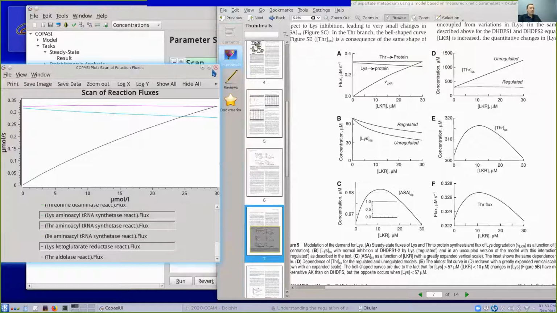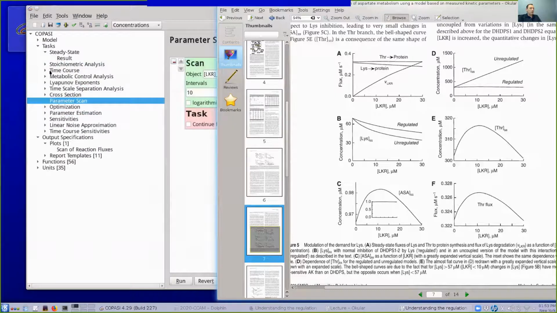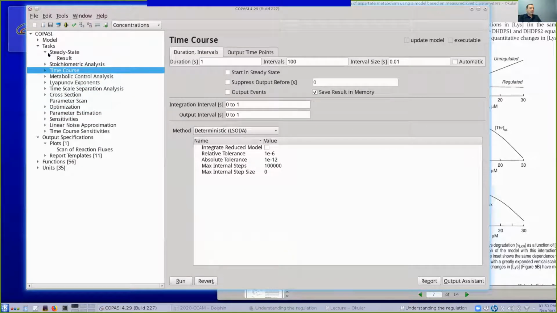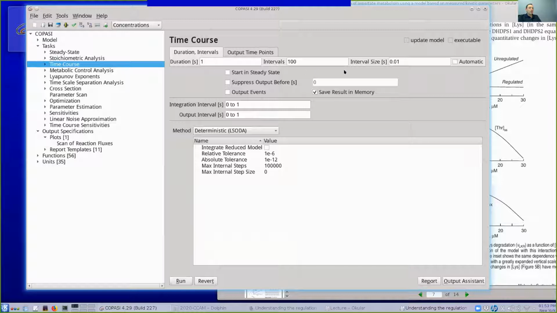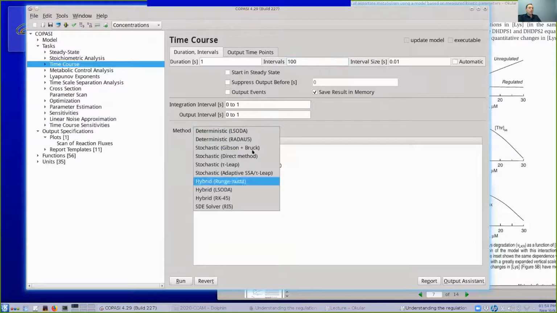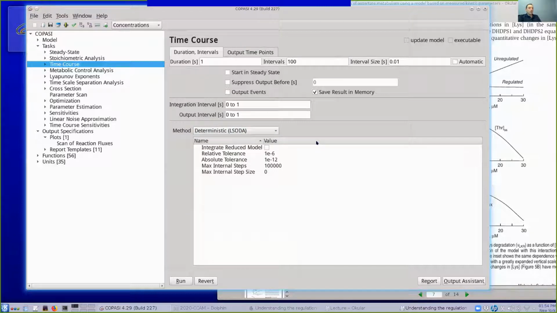So let me show you a time course. So now we want to do a time course. I'm no longer going to the steady state, and I'm no longer going to the parameter scan. I'm going to the time course. Here, just like in Virtual Cell, you say how long you want it for, and how many output intervals. And this is for the integrator. You also have a choice of integrators, but just leave it at the default for now. So let's say we want to do 100 seconds. Press the run button, and it will do 100 seconds.